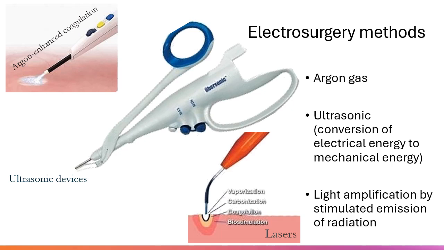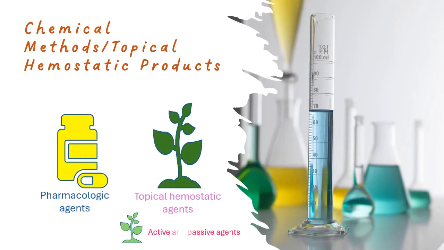And finally, the lasers. As you all know, lasers are the common heat-generated devices used by surgeons to provide hemostasis, and the term stands for light amplification by stimulated emission of radiation. In the chemical methods, we have the pharmacological and the topical hemostasis, which again are divided into passive and active agents. Let us see individually now.